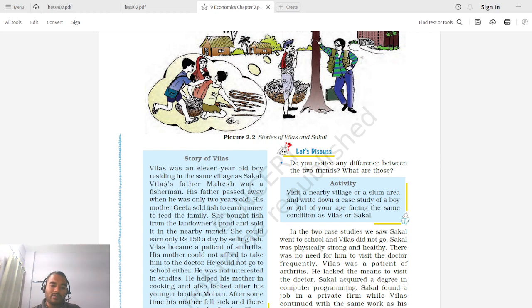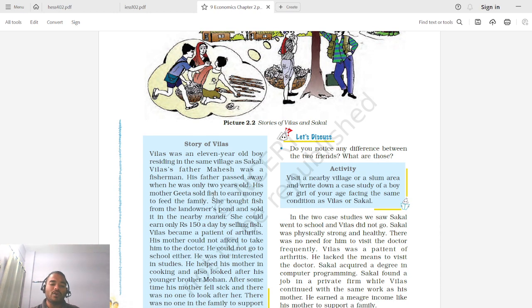Vilas' father was a fisherman, but he passed away when Vilas was only 2 years old. So the complete responsibility of bringing up the child was shouldered by his mother Geeta. Geeta used to sell fish to earn money to feed the family.